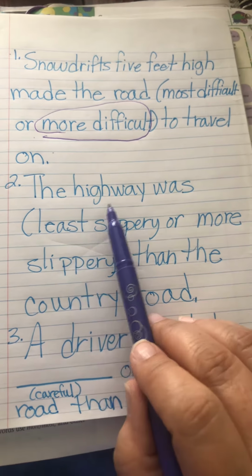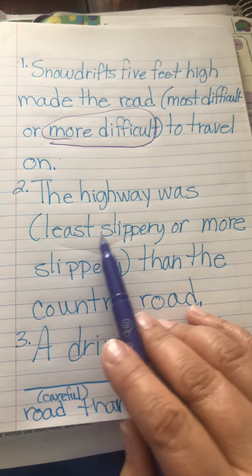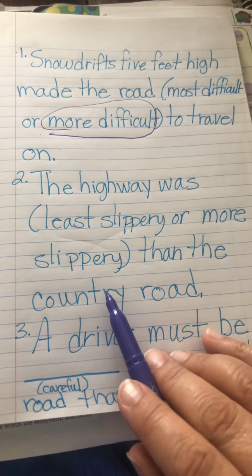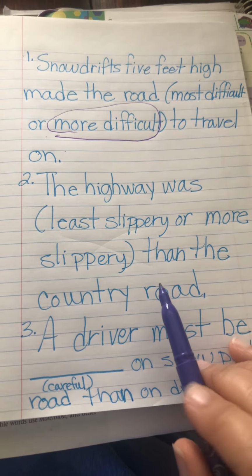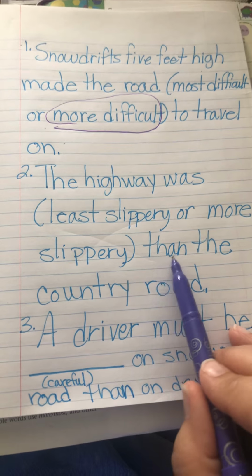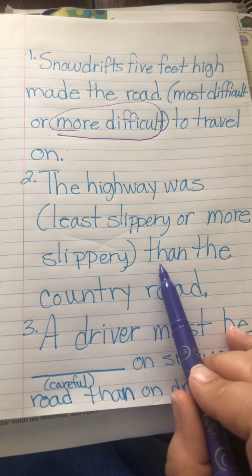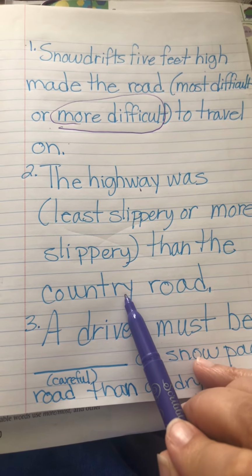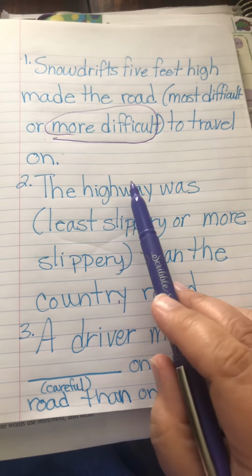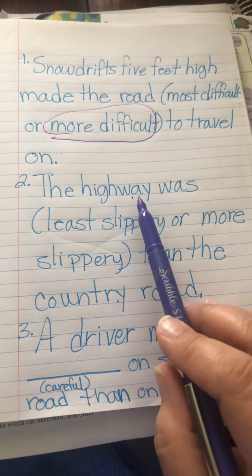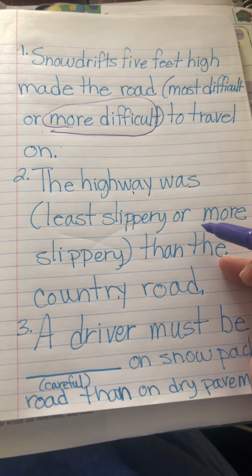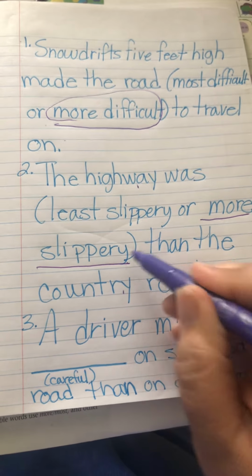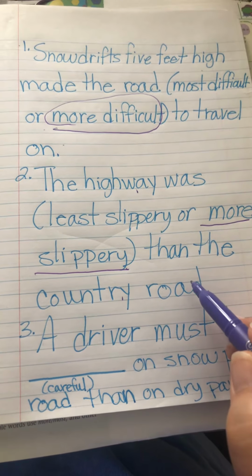Next, the highway was least slippery or more slippery than the country road. Well, I can see I have than, so I know I'm comparing two items, the highway and the country road. Well, the highway was more slippery than the country road.